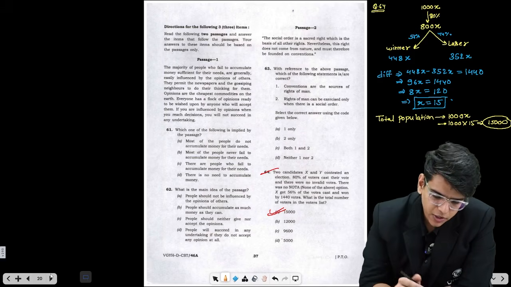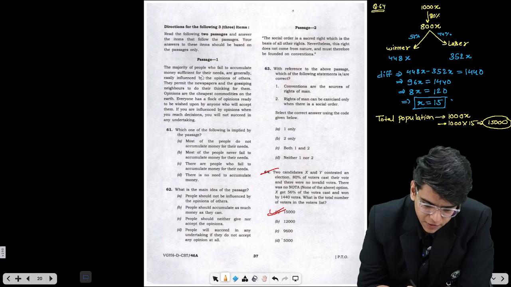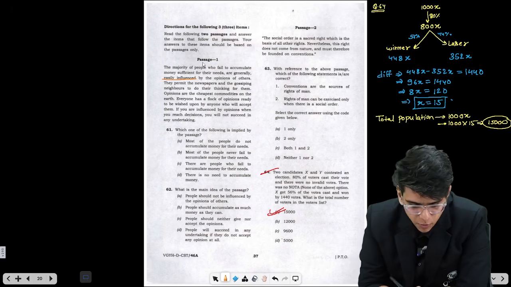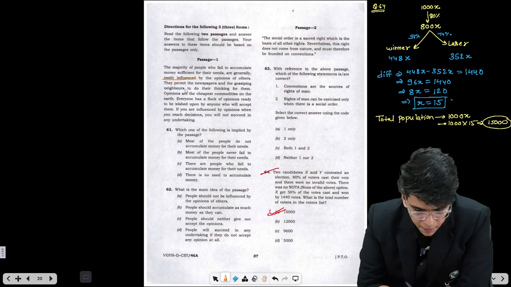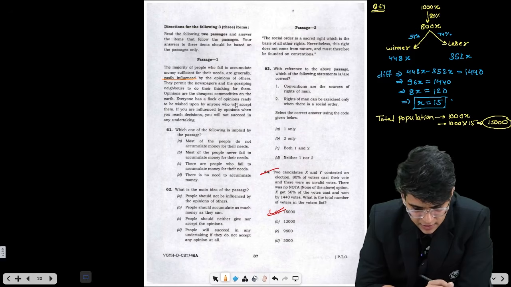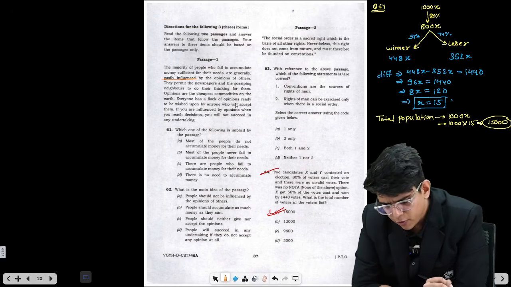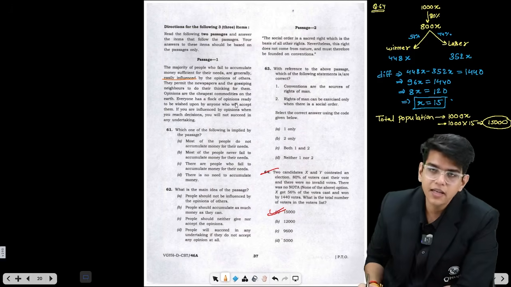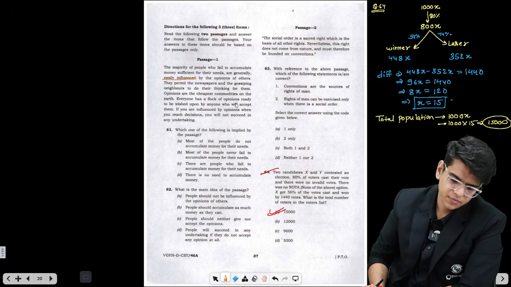Here also, the majority of people who fail to accumulate money sufficient for their needs are generally easily influenced. People who fail to accumulate money are easily influenced by the opinions of others. They permit the newspapers and the gossiping neighbors to do their thinking for them. Opinions are the cheapest commodity on the earth. Everyone has a flock of opinions ready to be wished upon by anyone who will accept them. If you are influenced by opinion when you reach a decision, you will not succeed in any undertaking, right? So that is given in the passage.